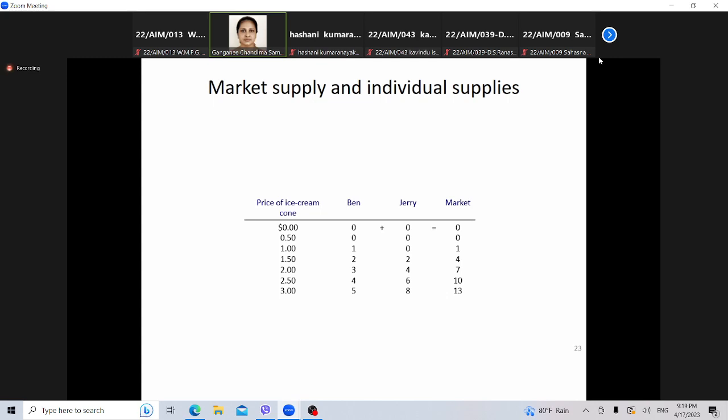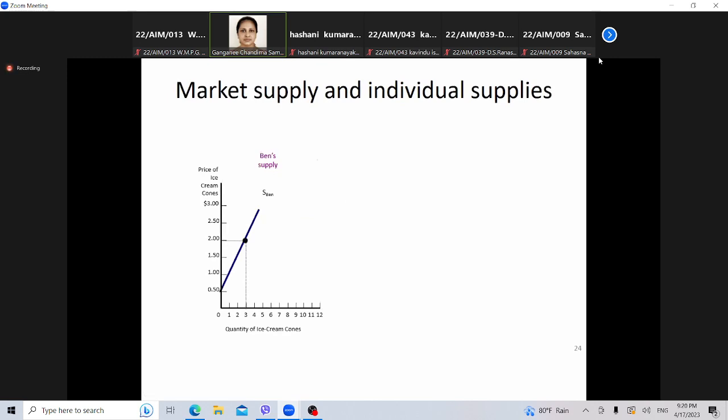Okay, so that's why at zero price, 0.5, 0. When the price of ice cream is $1, Ben produces 1, Jerry no production, then the equation is 1 in the market supply. Accordingly, 2, 2, 3, 4. So accordingly, you can understand the situation gradually increasing with different proportions. When price is increasing, Ben's and Jerry's individual supply is increasing. Therefore, market supply is also increasing. That's what you need to understand by seeing this table.